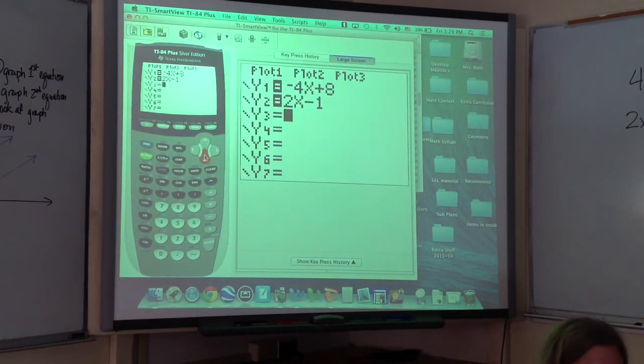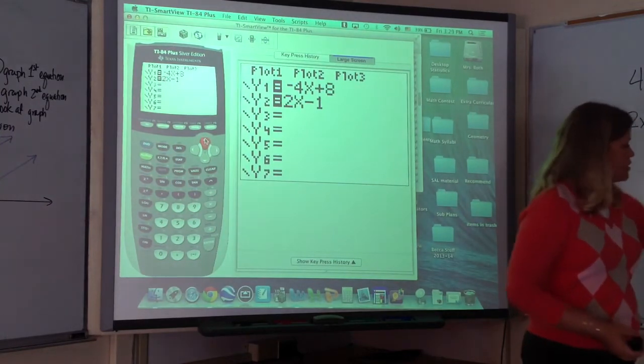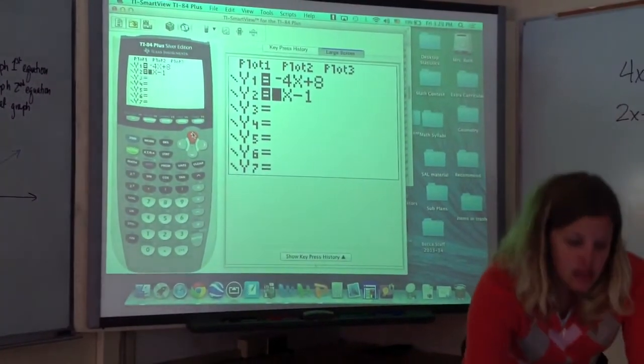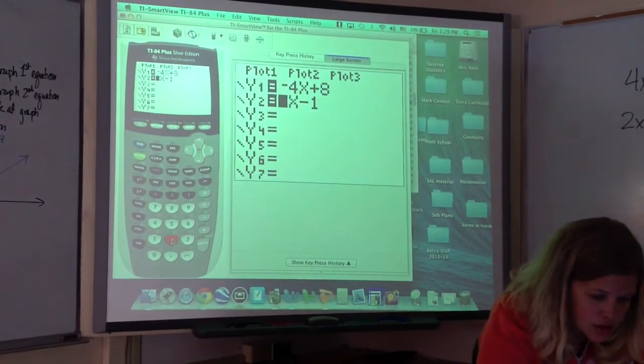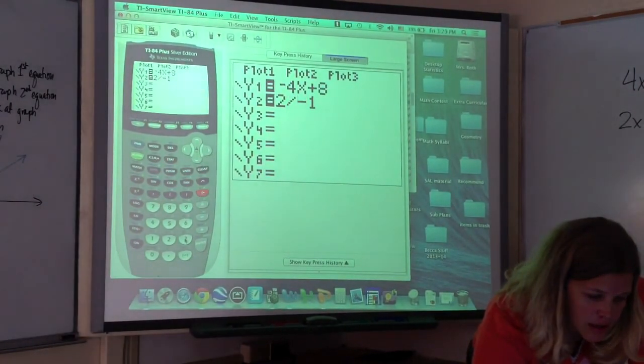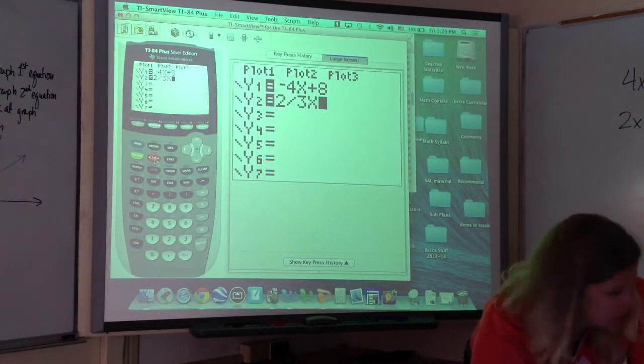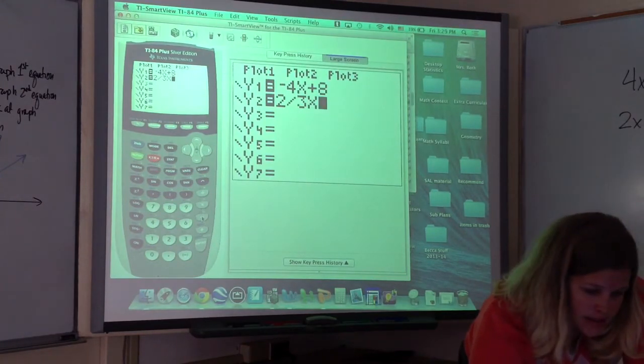And then my other equation that we solved for is just 2/3 x. So we're going to type that in. 2 divided by 3 x, and then we're going to minus 6.